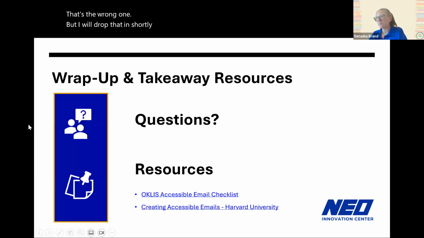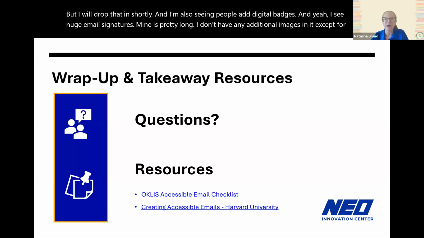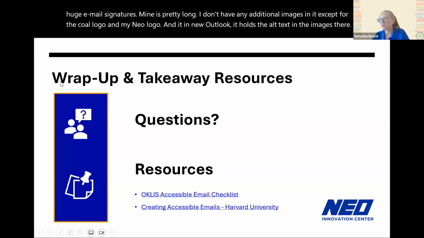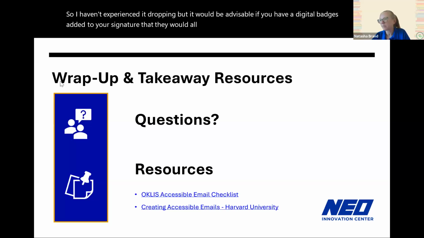I'm also seeing people add digital badges, and yeah, I see huge email signatures. Mine is pretty long. I don't have any additional images in it except for the Cole logo and my NEO logo. And in New Outlook, it holds the alt text in the images there. So I haven't experienced it dropping, but yeah, it would be advisable if you have digital badges added to your signature that they would all need alt text as well.